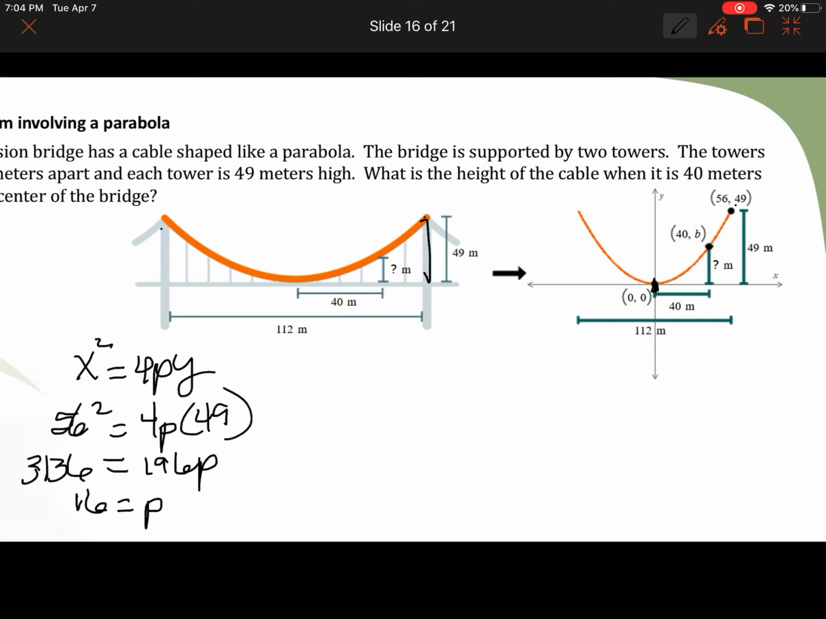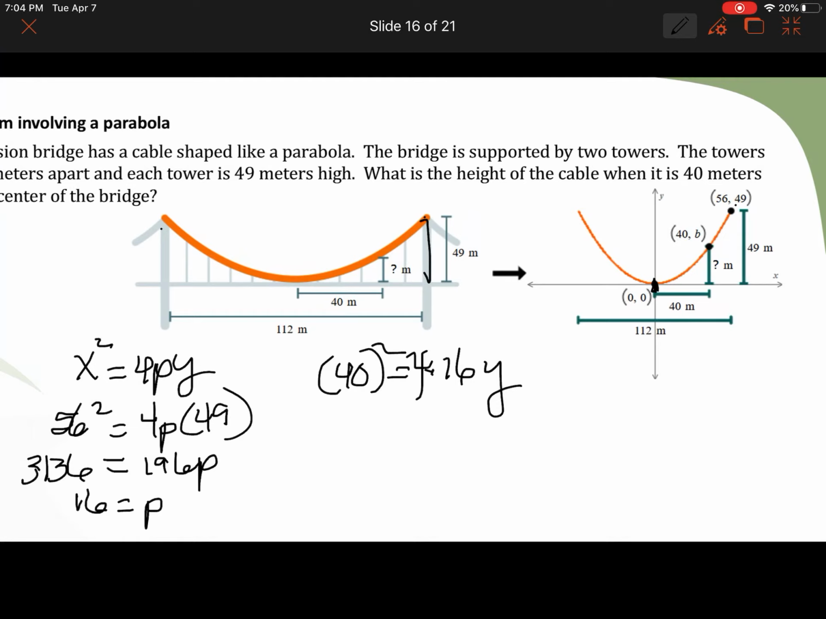So now they're asking us, what is the height of the cable? In other words, what is y when x is 40? So when it's 40 meters from the center, what is the height? So x is 40. Okay, and I've got 4 times p, which is 16, times y, and I just need to know what y is.